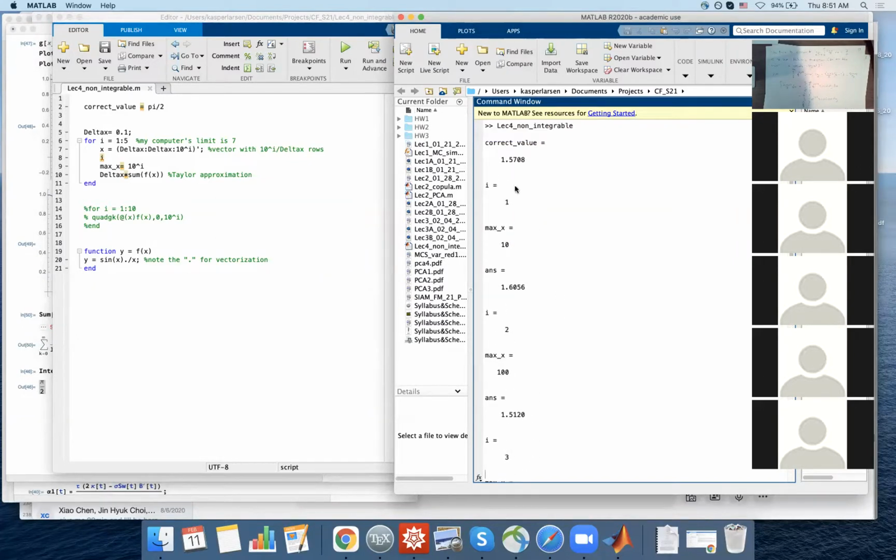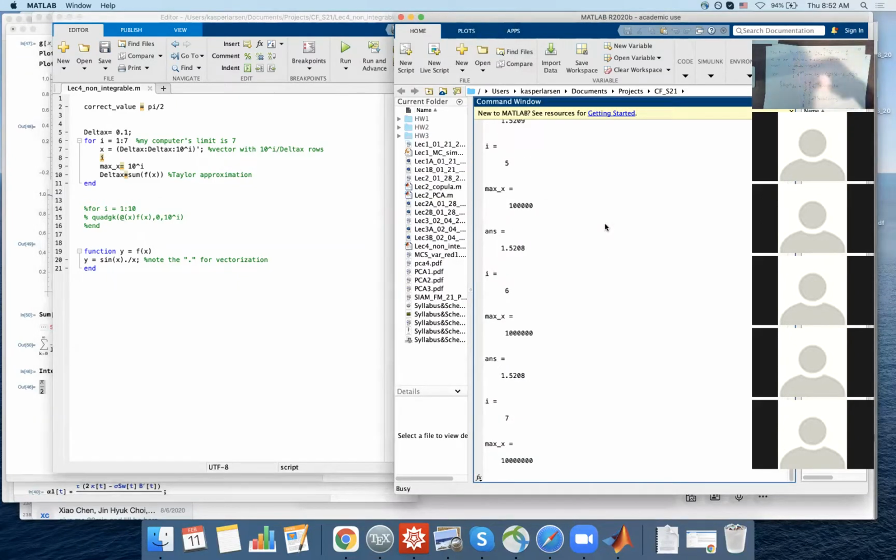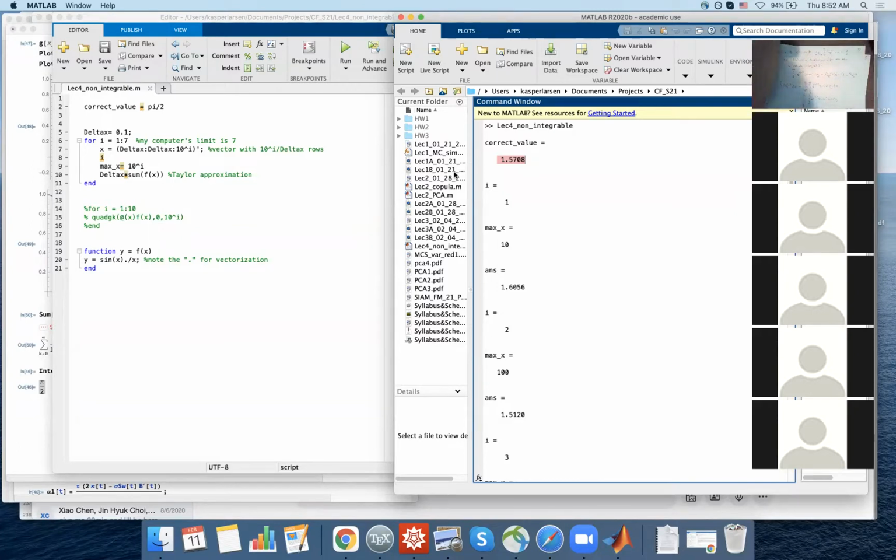This is my little code here. The correct value is 1.5702, this is pi over 2. Then let's look at how, when I'm varying the maximal x value, the Taylor approximation does. And it looks like it's doing pretty well. Here we're down to 100,000, I get 1.5208. My computer can't run any further. Okay, so this is not too shabby. Up to the first 4 digits, it's exactly the same. So that's great.